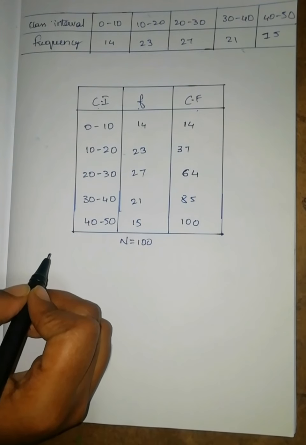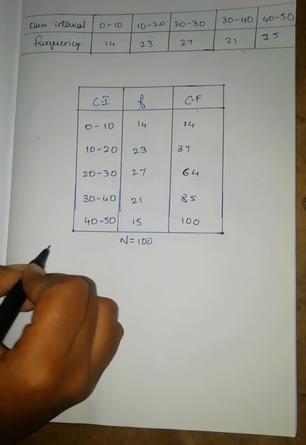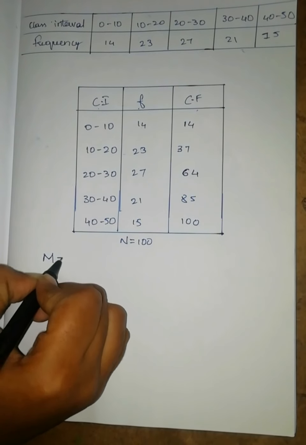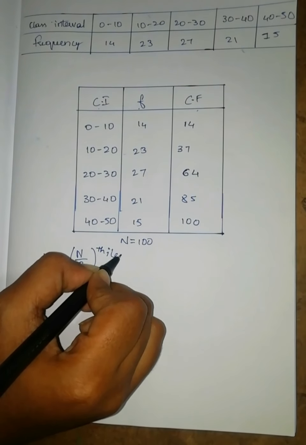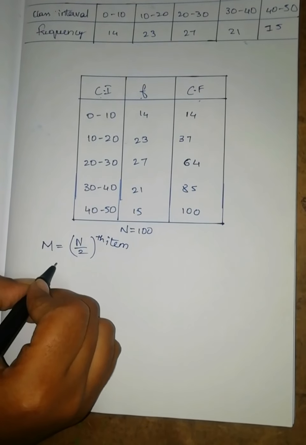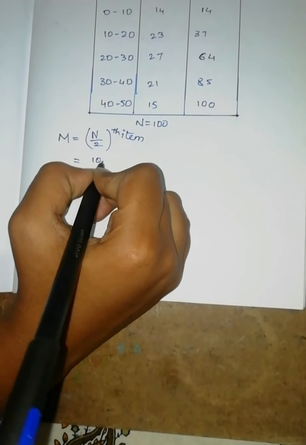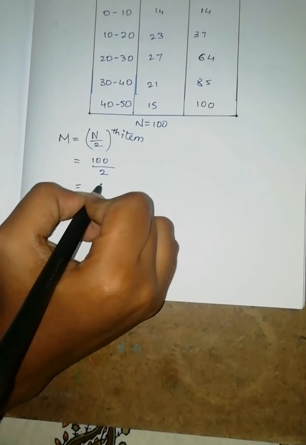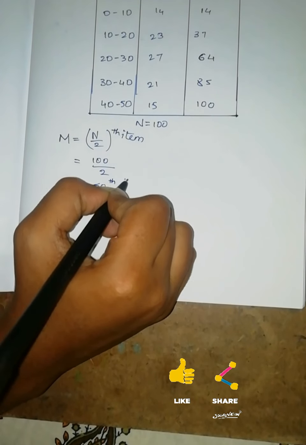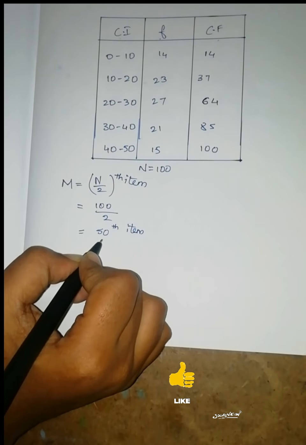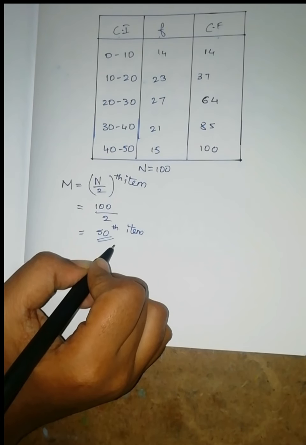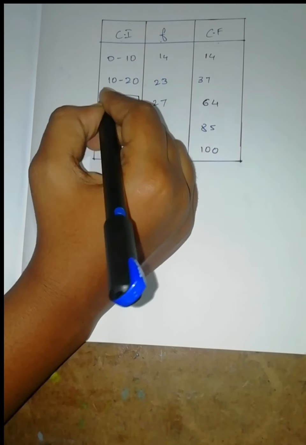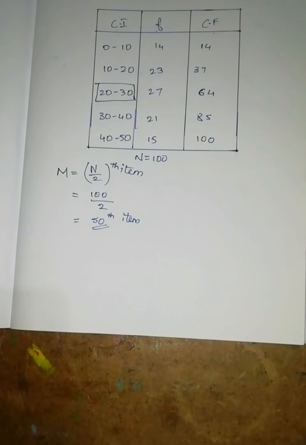Now let's go for the third one, where we find the value of m, which is the size of n by 2th item, which is equal to 100 by 2, that is 50th item. So the value of median is the 50th item. The 50th item lies in the class interval 20 to 30. We have found out the class. Now let's find out the other values.